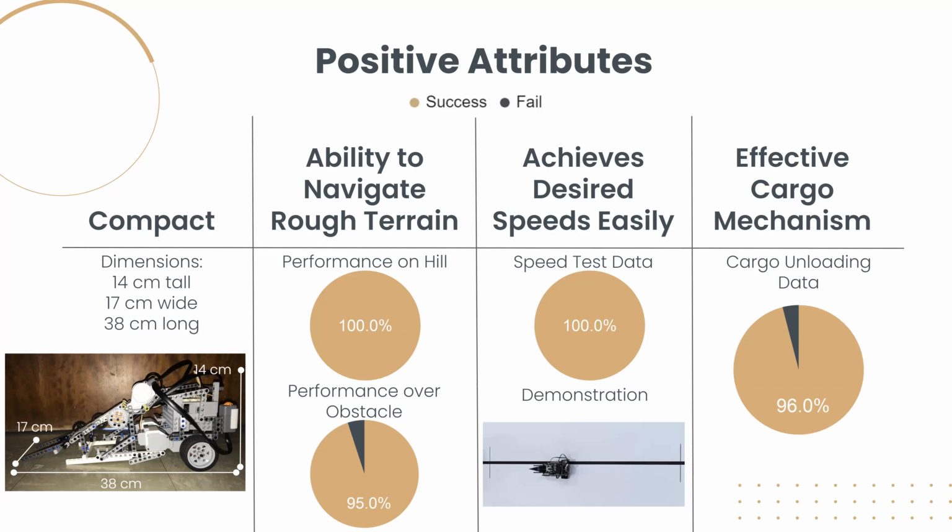Next, the prototype is able to navigate rough terrain. From trial runs and data collection, the robot has been able to go up a hill 100% of the time and can maneuver over obstacles 95% of the time. The macro struggles with getting over some large obstacles, but can consistently get over smaller ones. The macro can also achieve desired speeds easily. The prototype passed the speed test 100% of the time during practice and during the final demonstration.